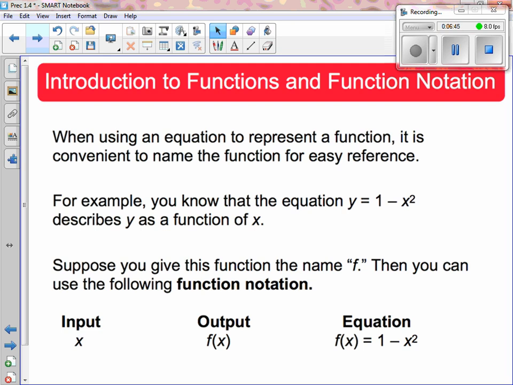F of x is the output. We normally call it y in most cases. We write it as y or f of x. And f of x is equal to 1 minus x squared is the actual equation of what we would graph.